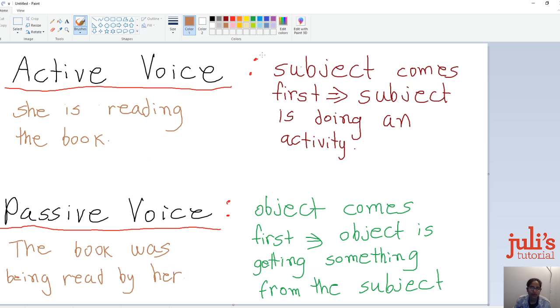Okay? So in this sentence, the subject is she. What is she doing? She's reading the book, and the object is the book. If I want to change it to passive voice, I have to write the object first. The book was being read by her. All right? Does that make sense to you guys? A little better?